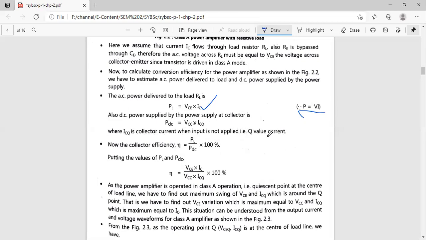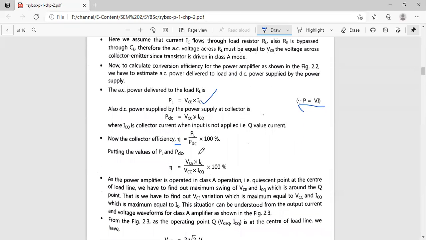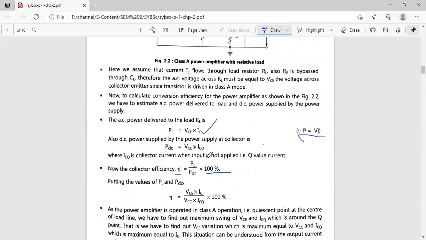Now, ultimately what we have to calculate is the efficiency. Efficiency is given by eta, this symbol is called eta. That will be equal to PL, the power delivered to the load, divided by PDC, the DC power supplied by the power supply, into 100, because we want our efficiency in percent format. If we put the values of PL and PDC in this formula, PL is VCE into IC, divided by PDC, which is VCC into ICQ, into 100%.